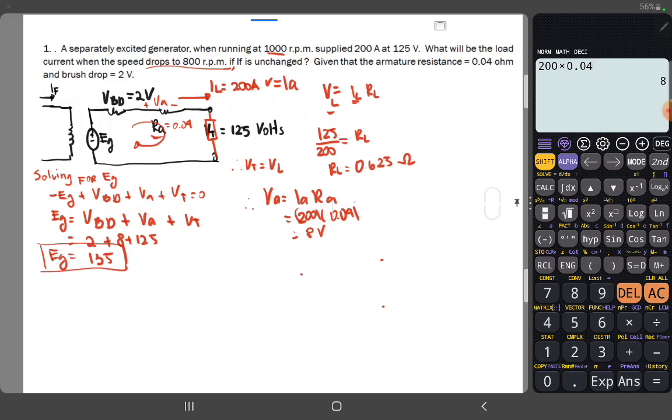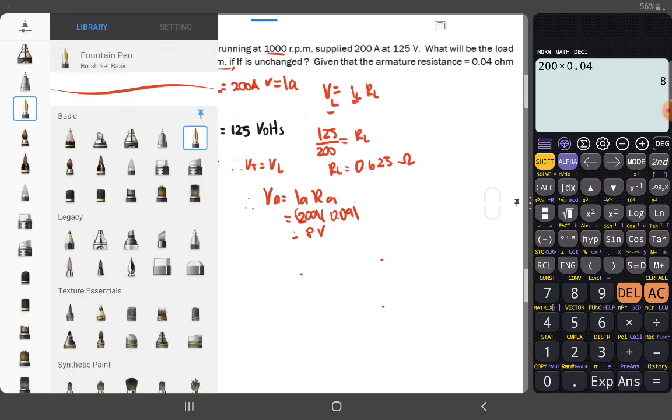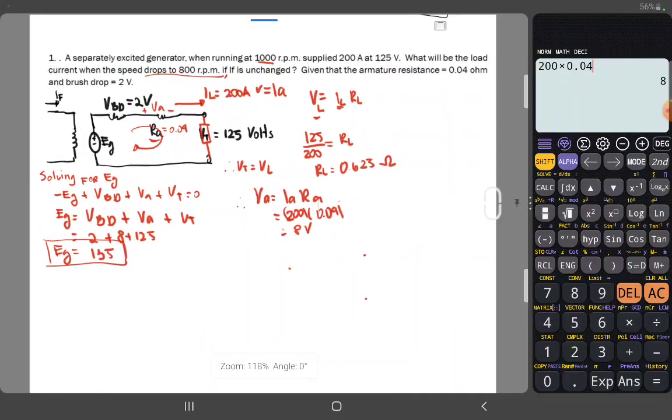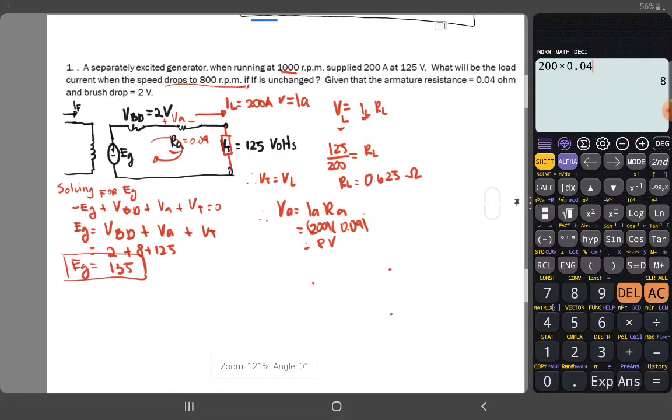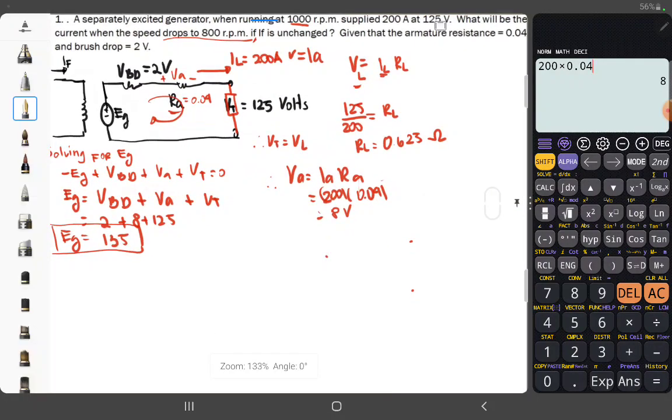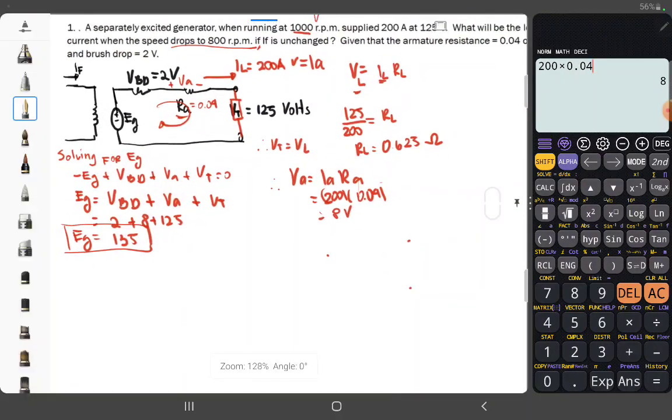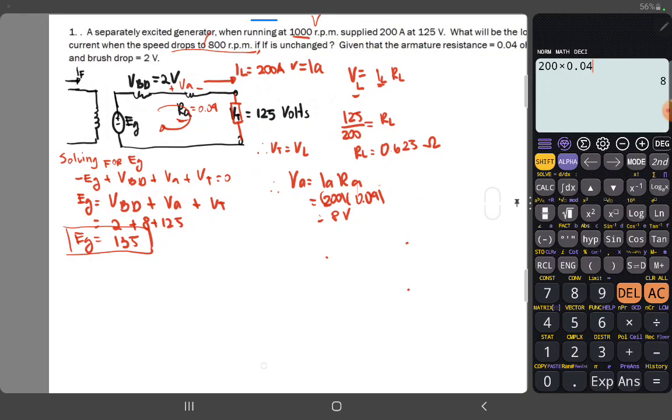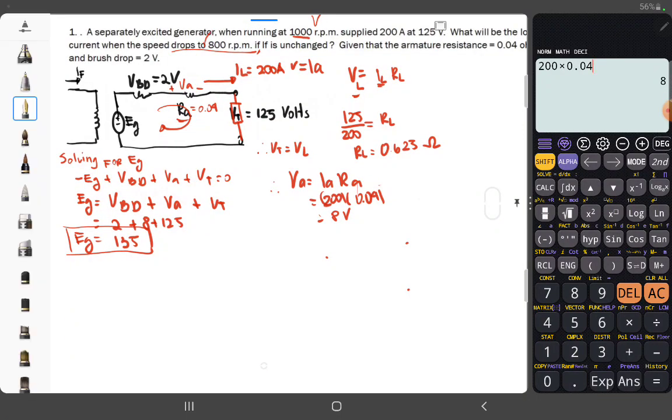Now, we have already our EG at our 1000 RPM speed. The next thing to do is, of course, to get our EG at 800 RPM in order to compare the current at IL. Take note that the brush drop will always be equal to 2 volts whatever the current that would enter the circuit. Okay, it would not change.